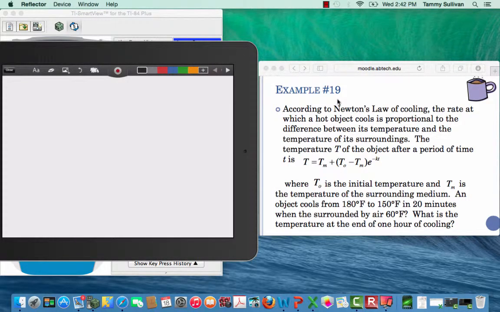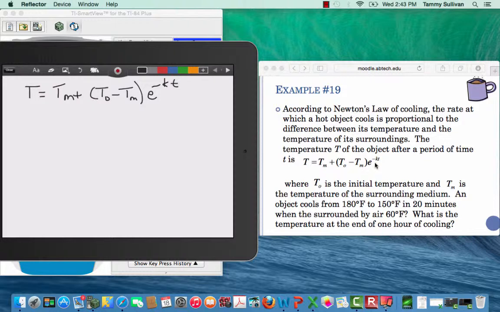So example 19 is going to use Newton's law of cooling, which I've got typed up here, and you can go through and read that while I copy down the formula. Remember, all the different subscripts on the T mean different things. And this is cooling because the k up here is negative. If the k would have been positive, it would have been warming up.